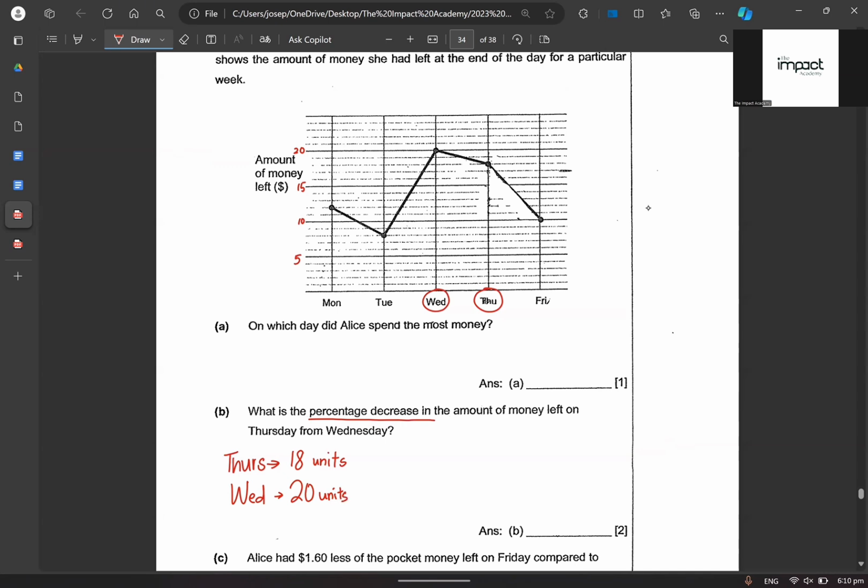So what is the question asking us? The percentage decrease. If I ask you for decrease, you'll just say 2. But if I ask you for percentage decrease, you need to times 100. But I'm not asking you to do 2 times 100. You must go, how do I get 2? It's 20 minus 18, over the original. What is the original? The original is always not the smaller one. It's always the earlier one. What is earlier? Wednesday comes first or Thursday comes first? Wednesday, right? So 20 minus 18 over 20 times 100. So 2 over 20 times 100. And that's the reason why your answer for this question has to be 10%.